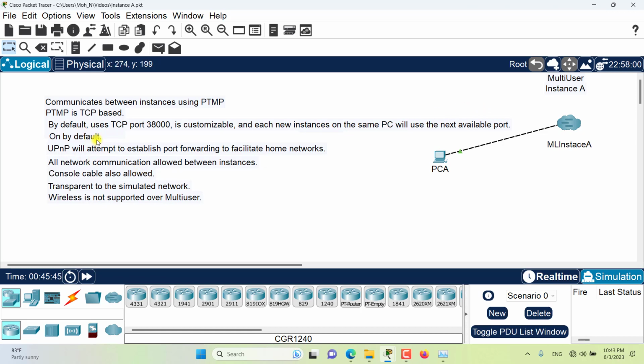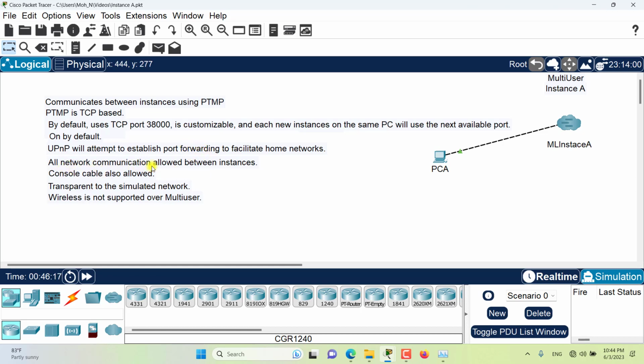MultiUser is on by default. You don't have to do anything to turn it on. It also uses Universal Plug and Play to establish port forwarding to facilitate home networks. That means that if you don't have a public IP address, you can use Universal Plug and Play to establish communication outside of your home network.